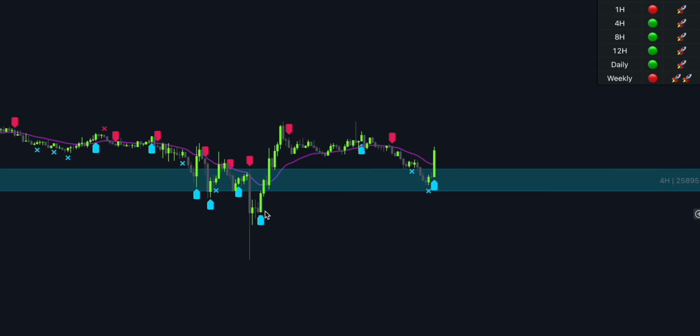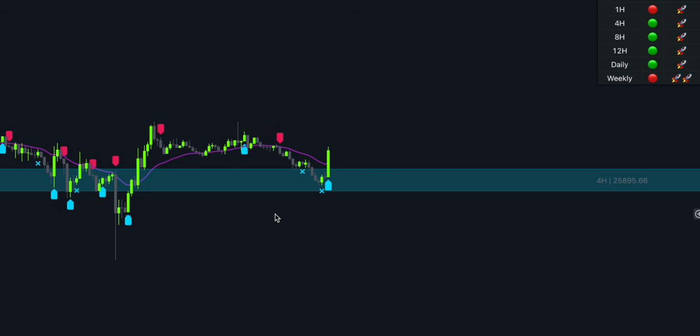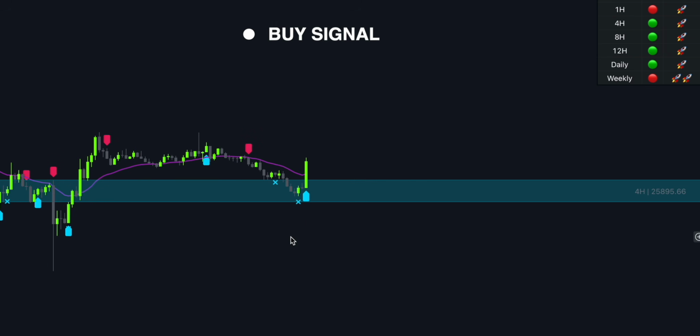Stop-loss hunts or liquidity grabs are often seen in shorter time frames, so be sure to leave sufficient room for your stop-loss, otherwise you'll get stopped out. After the pullback, you should look for a buy signal.